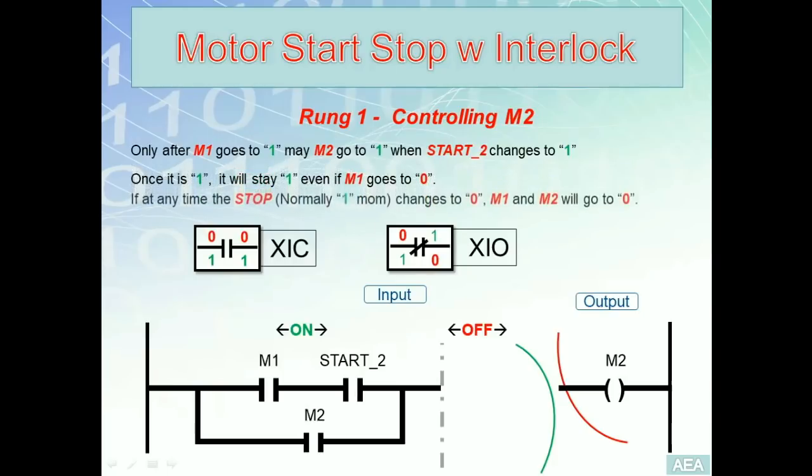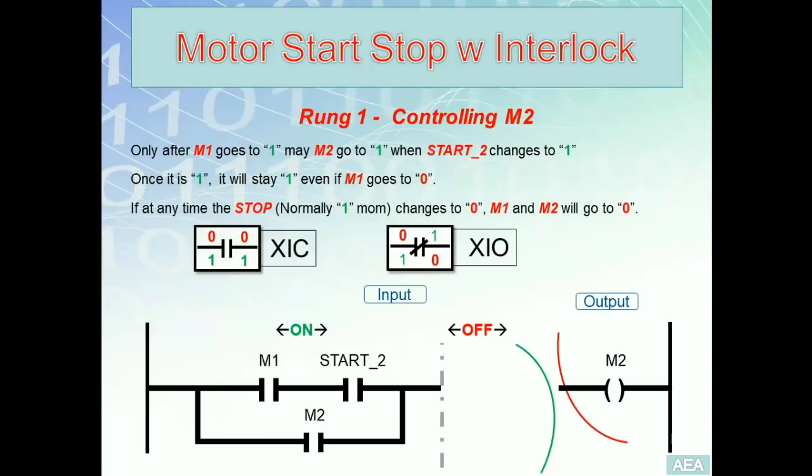The third requirement, anytime the stop, which is normally closed or normally 1, changes to 0, M2 is to change to 0. As this input, which is the stop, is responsible to de-energize or to turn off M2, it means we need to add an instruction among the off condition, XIC or XIO. Look at the binary version. When stop goes to 0, M2 goes to 0. That's a 0 to 0 relationship. So an XIC will actually fulfill this. And now that's the full solution for M2.